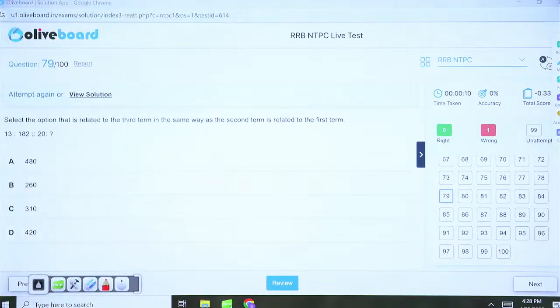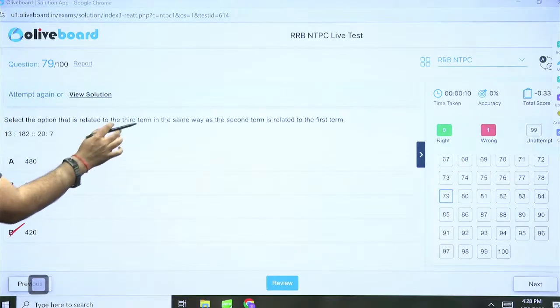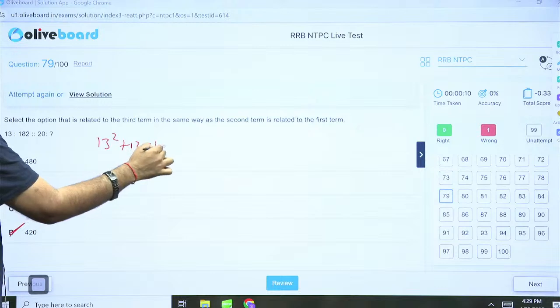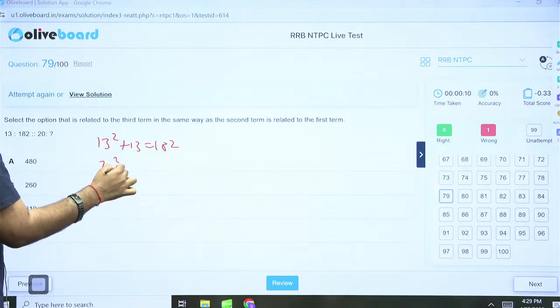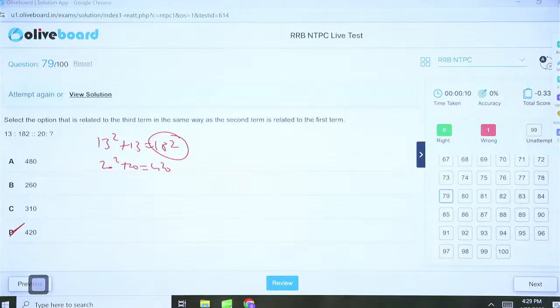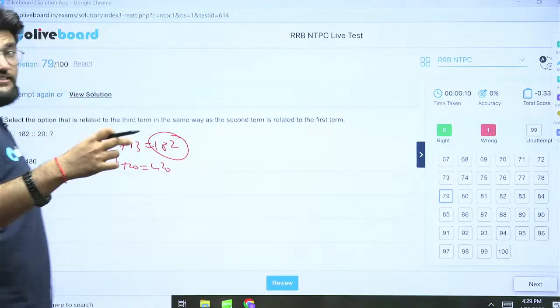169 plus 13. Yes, this is n square plus n. So 420 should be the answer. 13 square plus 13. So 20 square plus 20 will be 420. This is a very special number, because I have made that list.